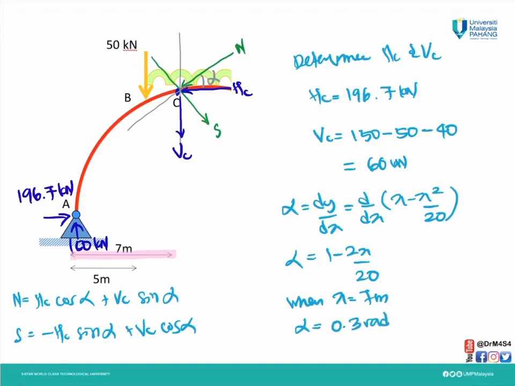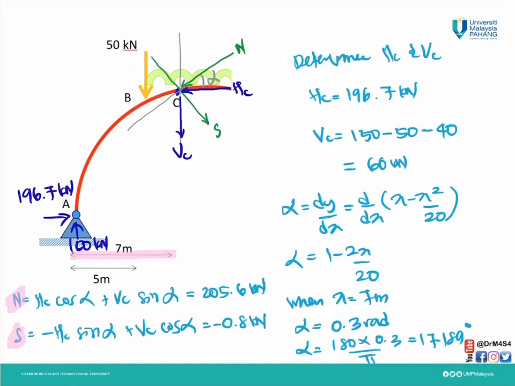So from radian, you have to convert into degrees: 180 times 0.3 divided by pi. So we have the angle for that, 17.189 degree. Then we can calculate the value for N and S. So the value for N is 205.6 kilonewton. Then S is negative 0.8 kilonewton.